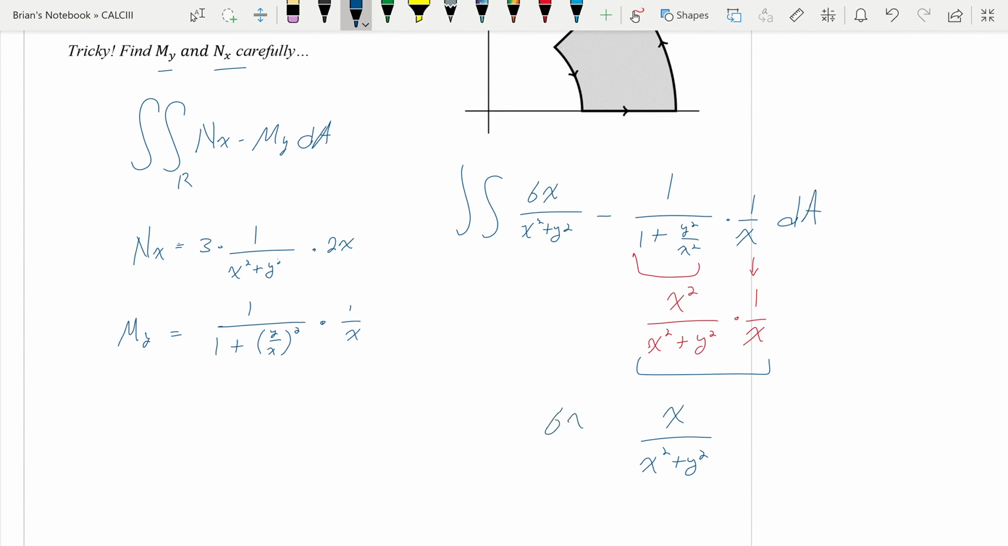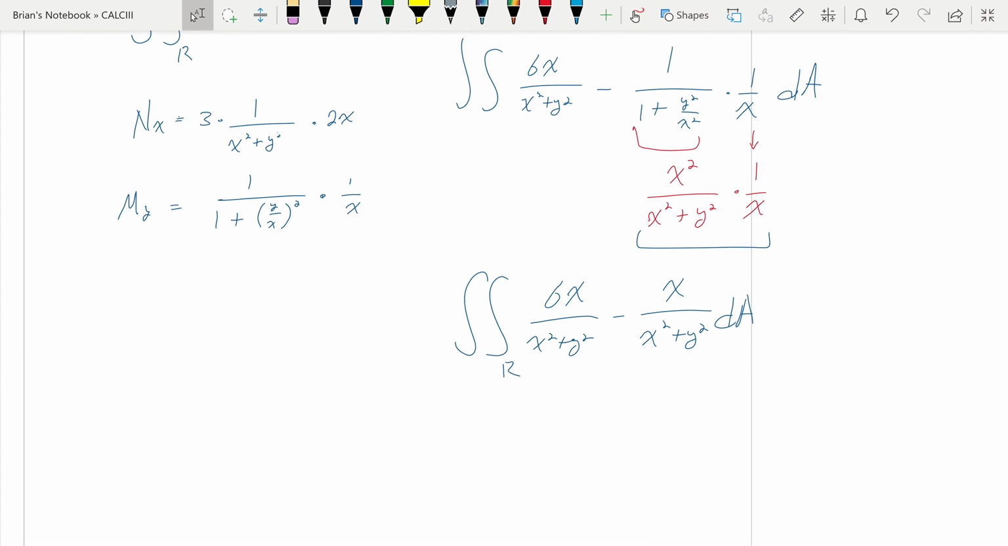And we'll have a 6x over here over x squared plus y squared, minus, double integral over the region, dA. And if we combine, then we get 5x all over x squared plus y squared dA. Sweet. Okay. Our next step is to switch to polar.